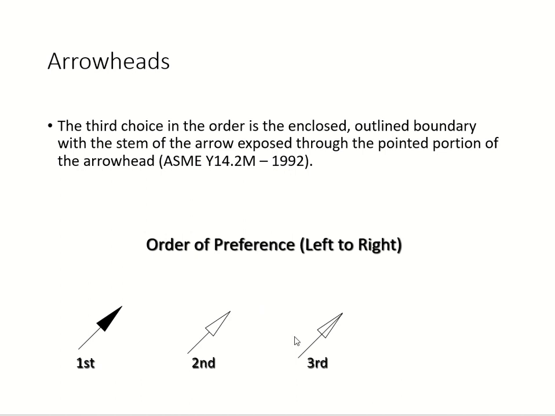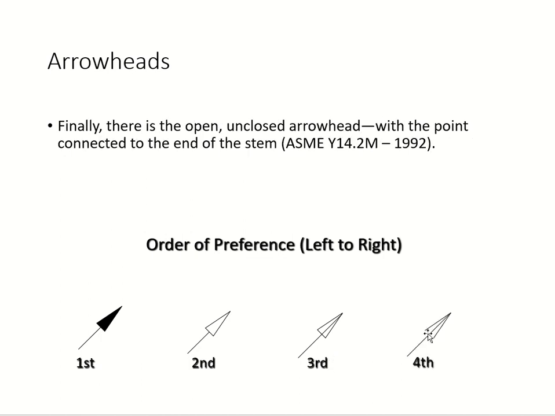The next one we use, so you prefer to use this, and then this, and then that. That's what order of preference means: go from left to right. Then the last one, we usually use this. We don't even see this. Maybe some people might use it. So if you see this, don't freak out. You know that that's just an arrowhead.